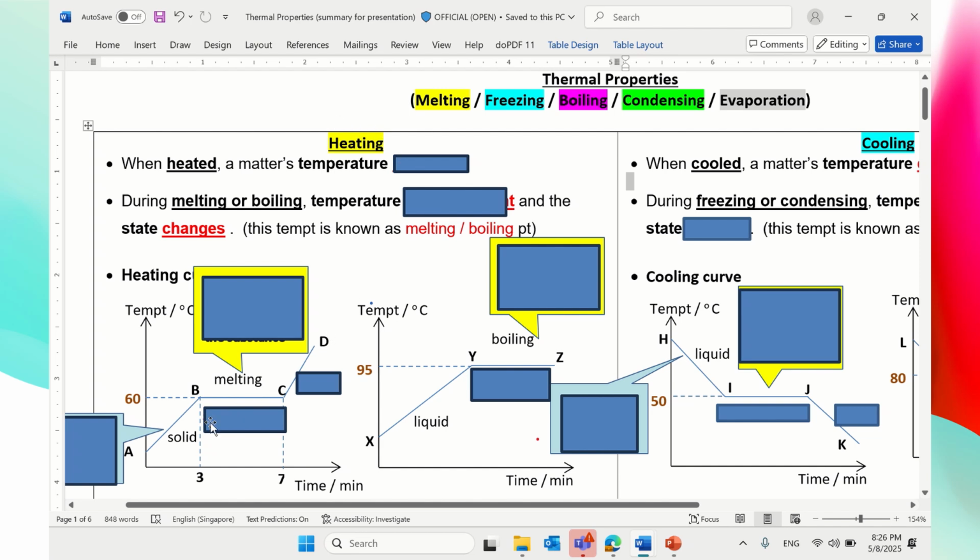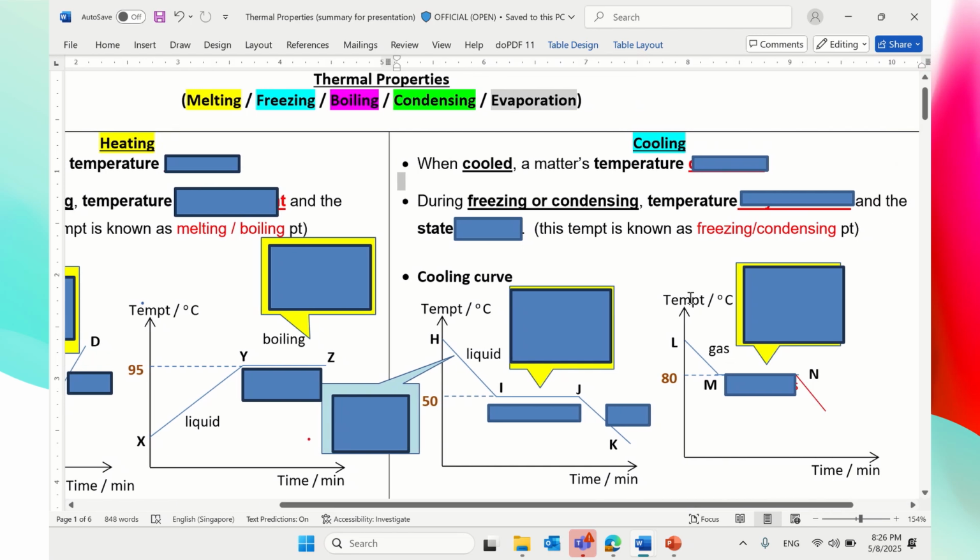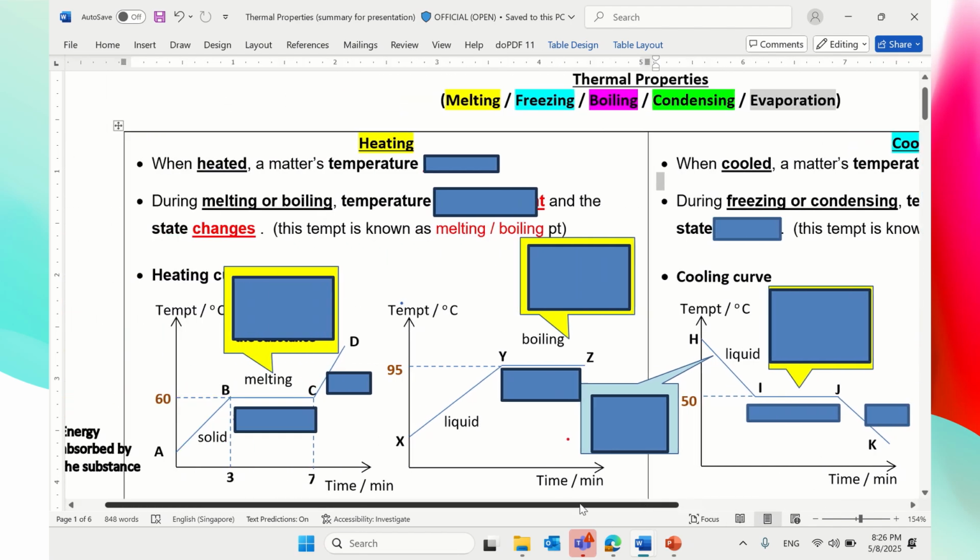In heating, you will see a heating curve where temperature rises. You can see the temperature rise as you look at the heating curve here. When heating occurs, melting can happen, boiling can also happen. And when cooling occurs and you can see temperature drop, you will see freezing or condensing happen, condensation. So let's first look at heating.